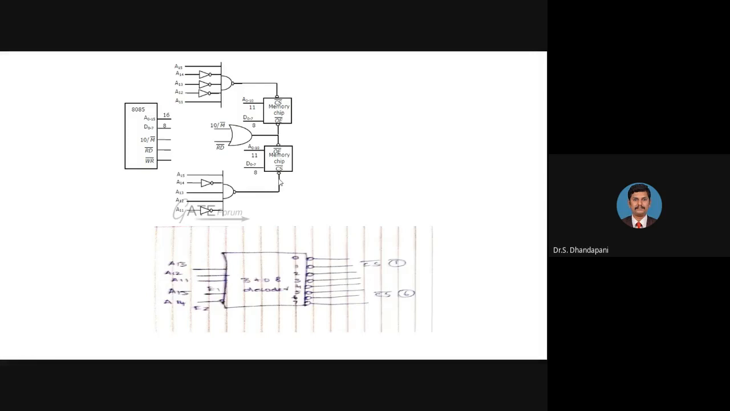So the answer is this first NAND gate should be replaced with the decoder with output 1. If you take the output as Y, it is Y1. Similarly, the second NAND gate should be replaced with the same decoder's output Y6. Hope this answers you. If you have further doubt, you can ask.